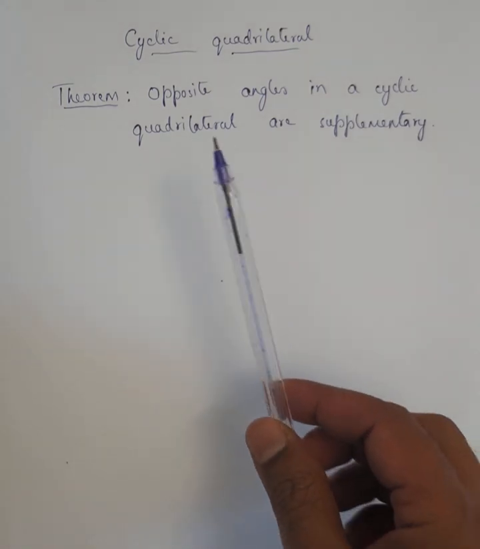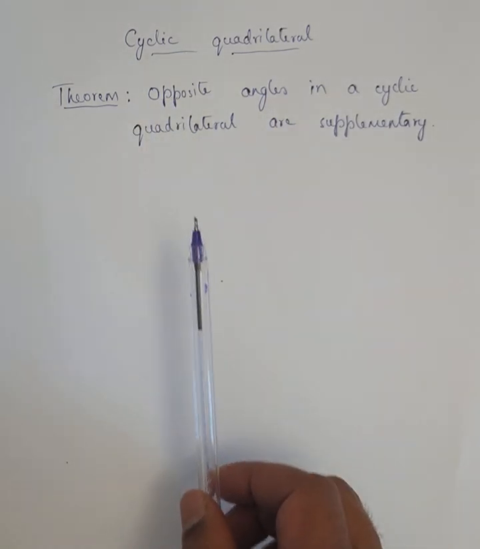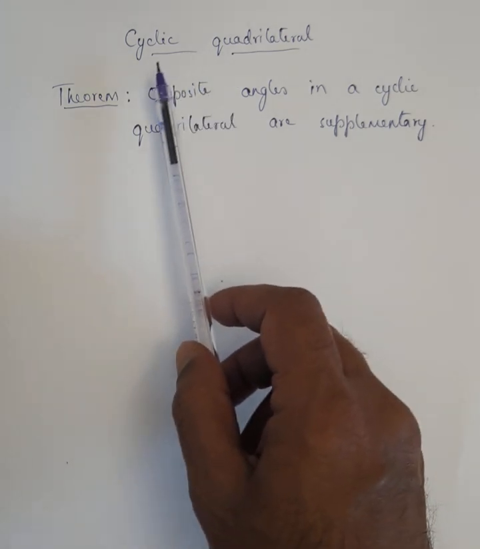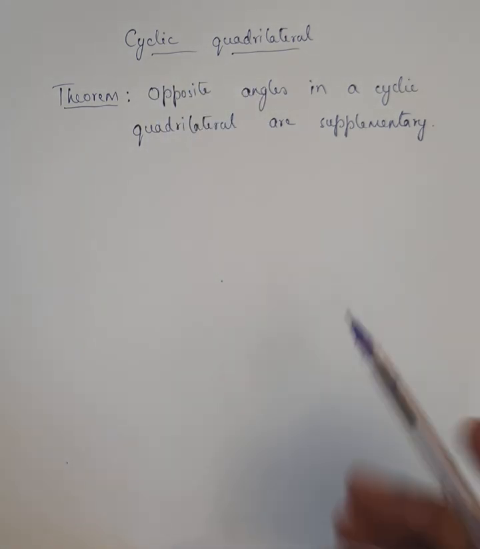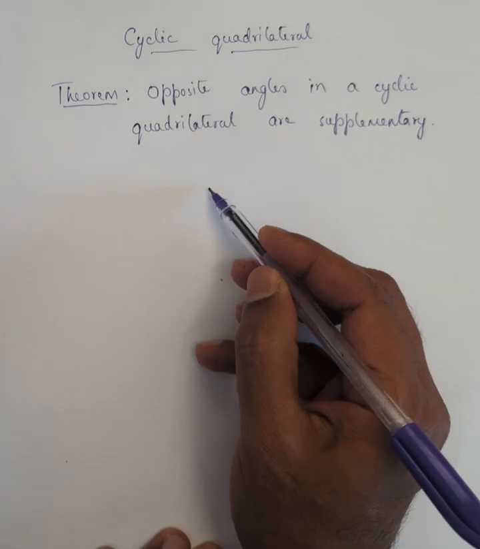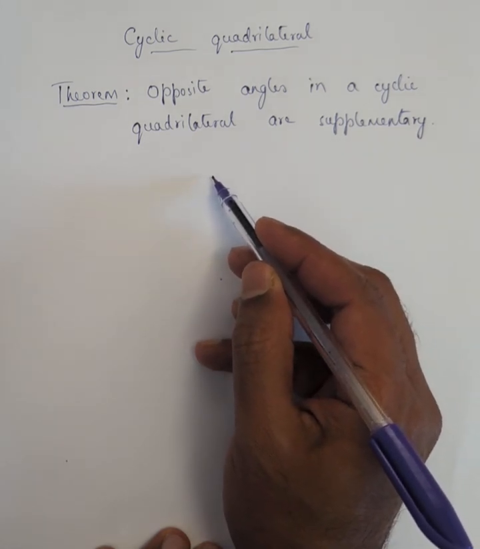We will learn about an important property of cyclic quadrilaterals. Now, what is a cyclic quadrilateral? A cyclic quadrilateral is a quadrilateral that can be inscribed in a circle.